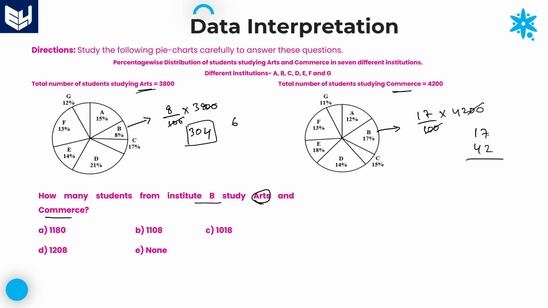17 into 42. 7 twos are 14 and next 1 is carry. 2 plus 28, the product of these two and the summation of these two. 1 into 2 is 2, 4 into 7 is 28, 28 plus 2 is 30, 30 plus 1 is 31, 3 carry.